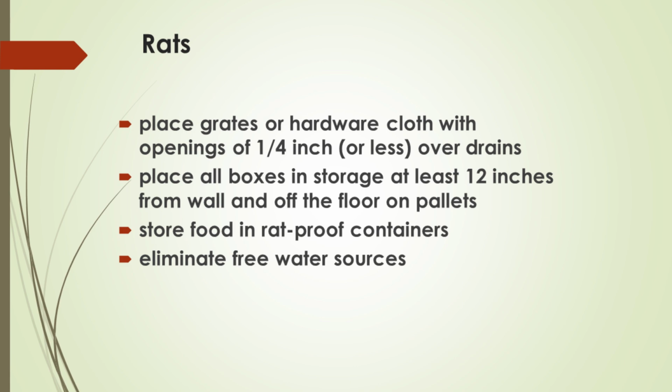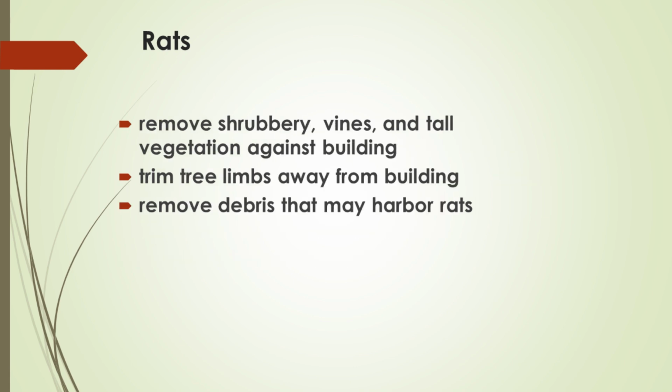Place all boxes in storage at least 12 inches from wall and off the floor on pallets. Store food in rat-proof containers. Eliminate free water sources. Rats. Remove shrubbery, vines, and tall vegetation against building. Trim tree limbs away from building. Remove debris that may harbor rats.